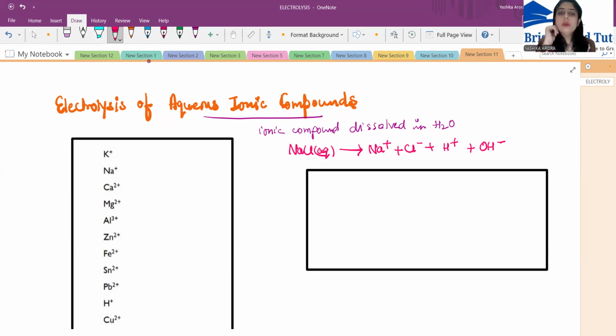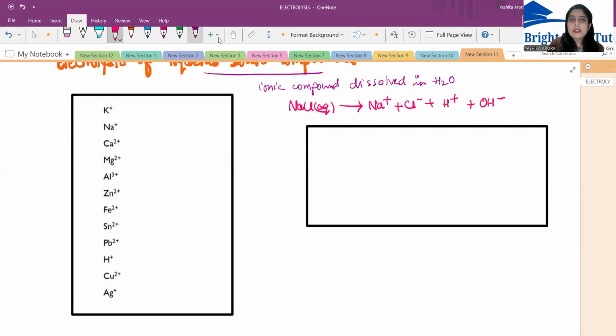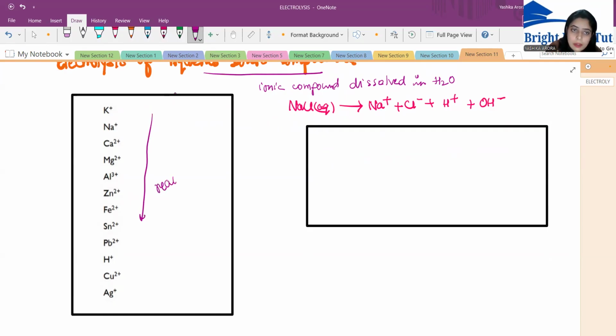Now how do I know which one will get oxidized and which one will get reduced? I have no clue for that, so let's look into it. For this, we have something known as the reactivity series. This is my reactivity series. As you go down, what happens? Reactivity decreases, therefore the less reactive one would get reduced.